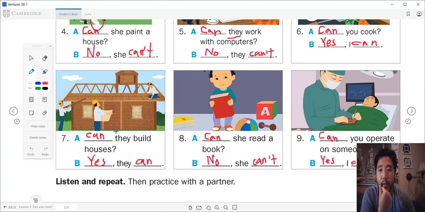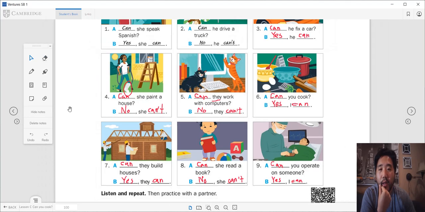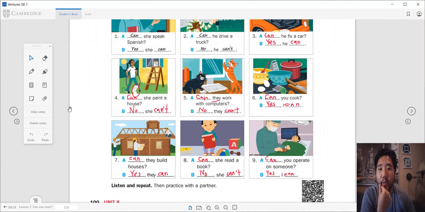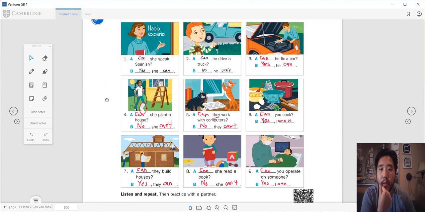So as I said before, we have to observe the situations, like what they're wearing and what they're doing, to assume their occupations, and then we can assume whether they have the ability to do whatever they're doing, right?